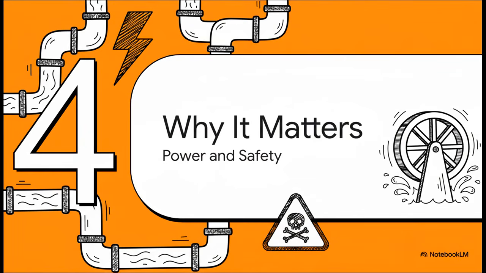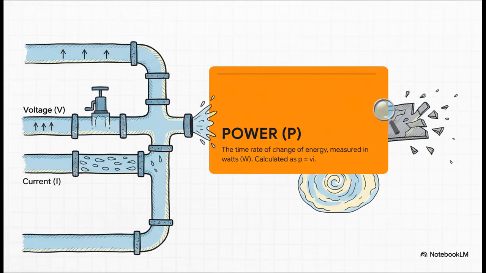So why did we spend all this time on pressure and flow and pipes? Because understanding this relationship is absolutely crucial to understanding two very real-world things: how we measure the actual work that electricity does, which we call power, and maybe more importantly, what makes it dangerous. So how do we measure the work that electricity can do? Well, that's called power, and we measure it in watts.